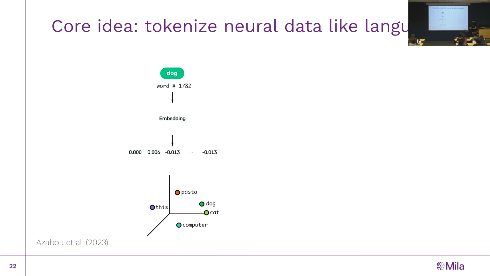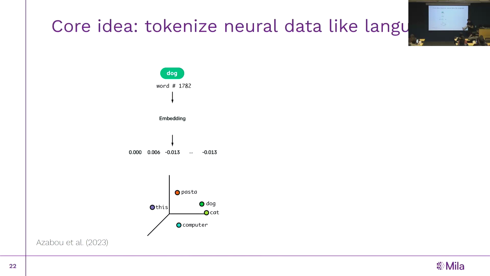The core idea is to tokenize neural data in the way that we do language in transformers. In transformer models and machine learning, you have your word, and it's word number whatever out of your lexicon, and you run that through a very simple embedding system to transform that word into a vector that a neural network can work with. And that vector becomes your token that you do your sequence modeling on.